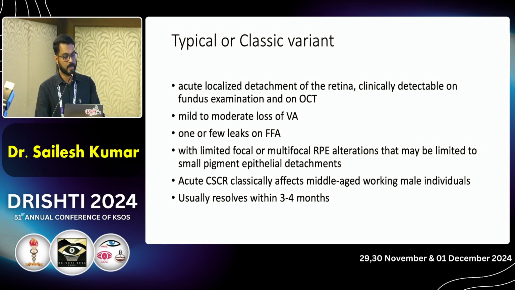The visual acuity loss will be only mild to moderate, with fundus fluorescein angiography showing one or few leaks, with limited focal or multifocal RPE alterations that may be limited to small pigment epithelial detachments. Acute CSCR classically affects middle-aged working male individuals, that is, it has more of a male predisposition, and acute cases usually resolve within 3 to 4 months.